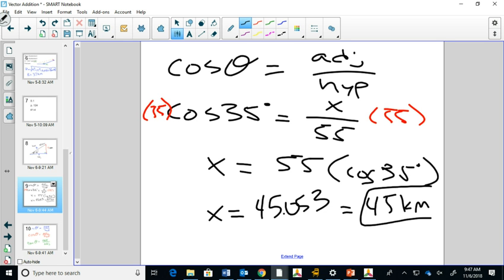I multiplied by 55. Because this was our equation, right? I plugged in the angle. Our adjacent we didn't know. The hypotenuse was 55.